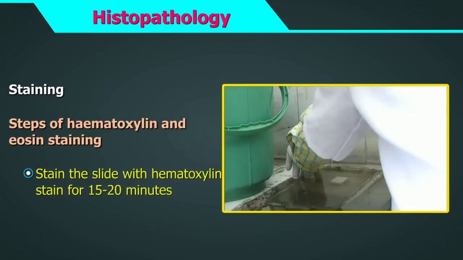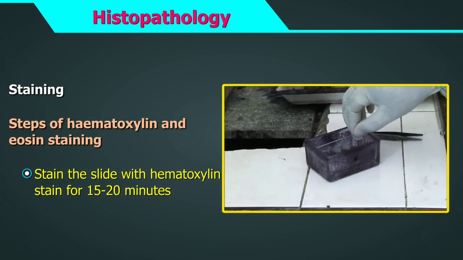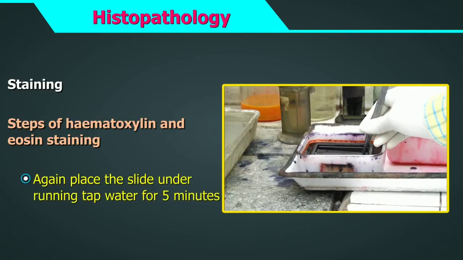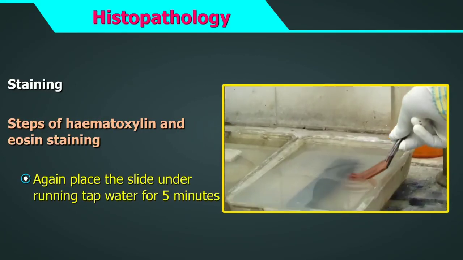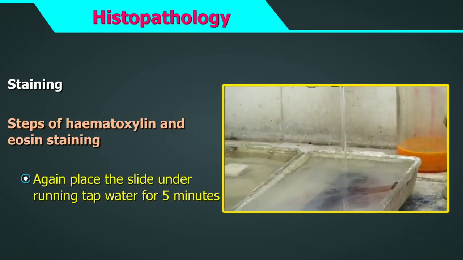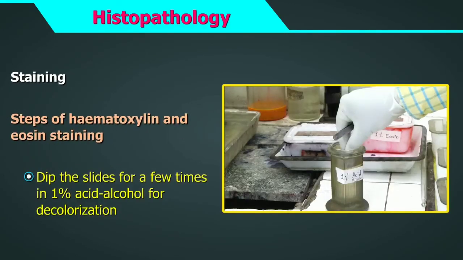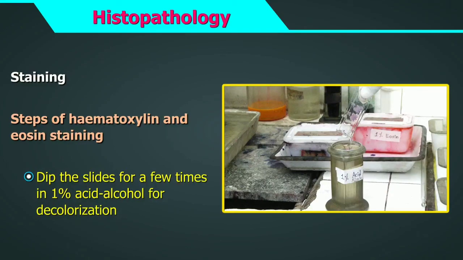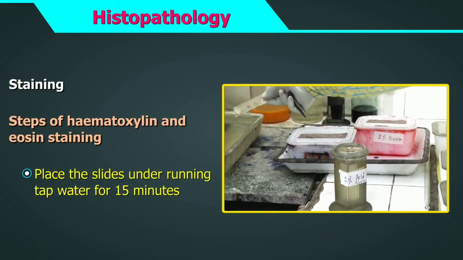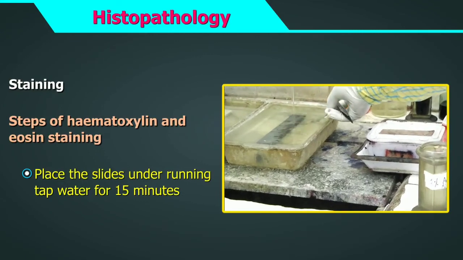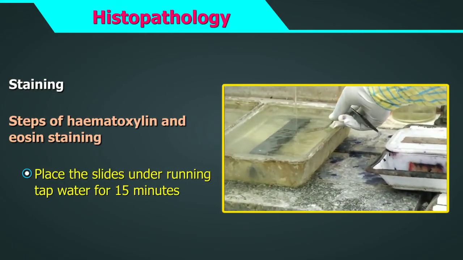Now, stain the slide with hematoxylin stain for 15 to 20 minutes. Again, place the slide under running tap water for 5 minutes. Next, dip the slides a few times in 1% acid alcohol for decolorization. Place the slides under running tap water for 15 minutes or till the sections turn blue.